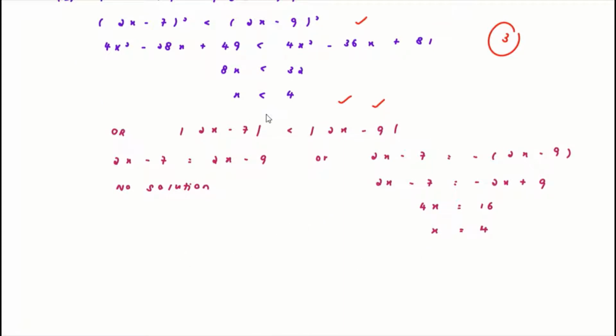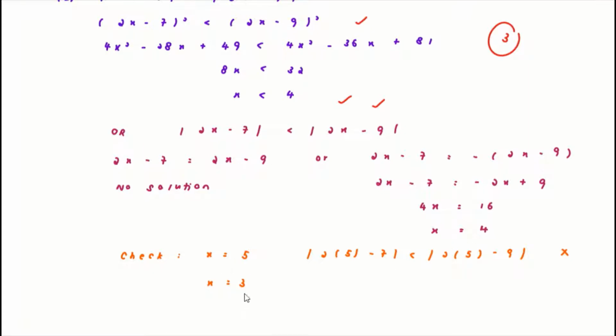If you ask me, of course go with the first one. The thing you need to check is a number lesser than 4 and a number greater than 4. So maybe you can check x equals 5 and x equals 3. If you substitute 5, what do you get? Modulus 2(5) minus 7 lesser than modulus 2(5) minus 9. You get 3. So is 3 lesser than 1? The answer is no. So x cannot be greater than 4.